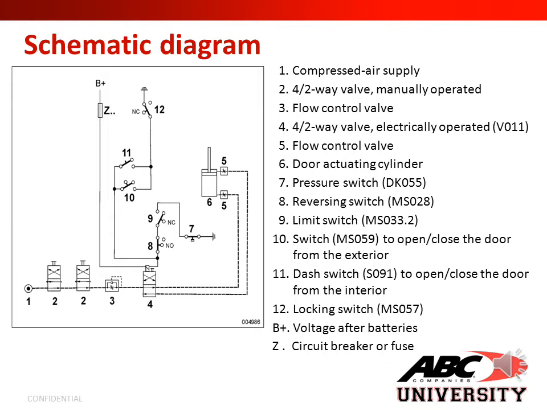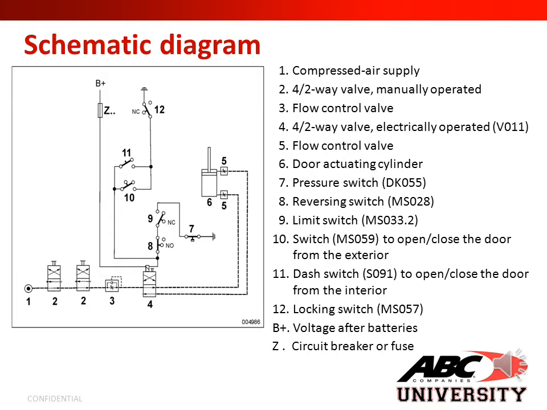Number 3 is your flow control valve. Number 4 is your 4 two-way valve electrically operated. Number 5 is your flow control valve. Number 6 is your door actuating cylinder. Number 7 is your pressure switch, DK055. Number 8 is your reversing switch, MS028.